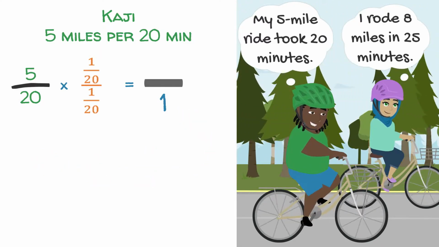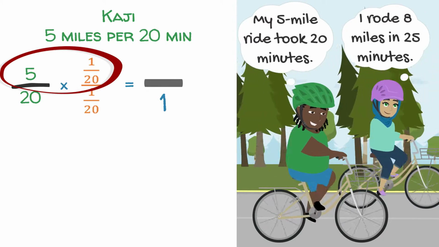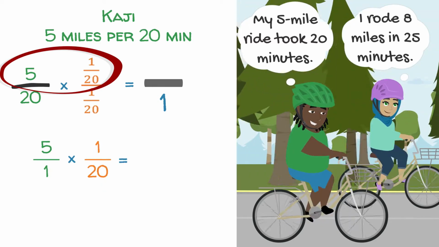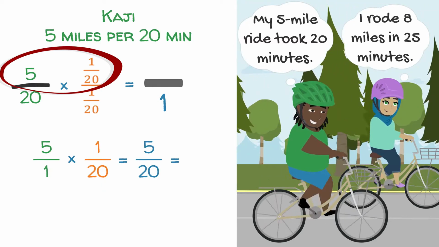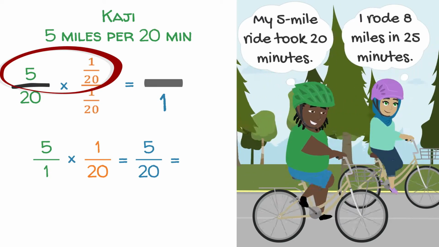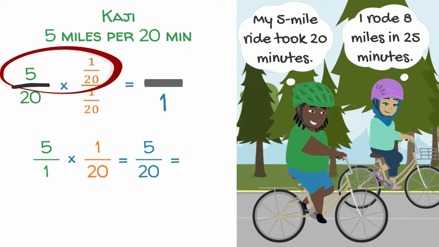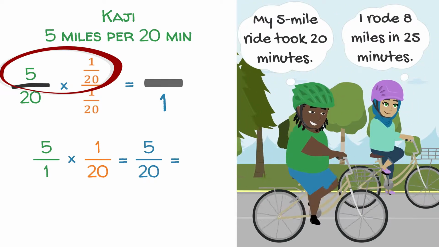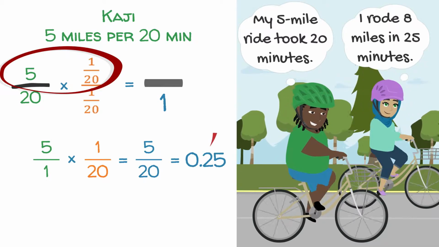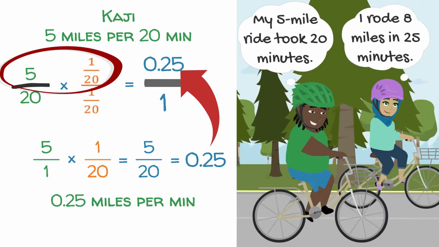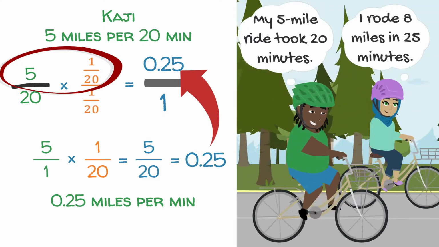Now, simplify the numerator. To do this, I convert the 5 into a fraction, then multiply across. Next, I divide the numerator by the denominator. Because I am really working with a rate and not a fraction, I use the decimal result, 25 hundredths. The unit rate for Kaji's 5-mile ride is 25 hundredths miles per minute.